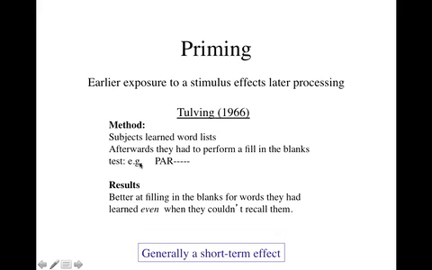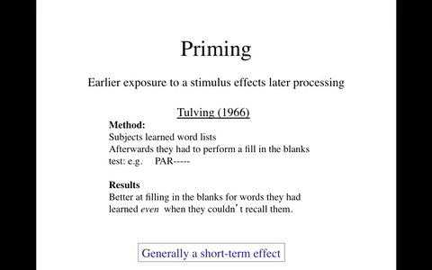So, for instance, in a famous study by Tulving, subjects learned word lists and had to do a fill-in-the-blanks task, and they were better at filling in the blanks even when they couldn't recall the word. So if they were given a recall test, they may not remember that they saw the word pardon, but then if given a fill-in-the-blanks test, they may be better at filling in those blanks, and they may do it more quickly than somebody who hadn't seen that word list, even though they weren't able to recall it.